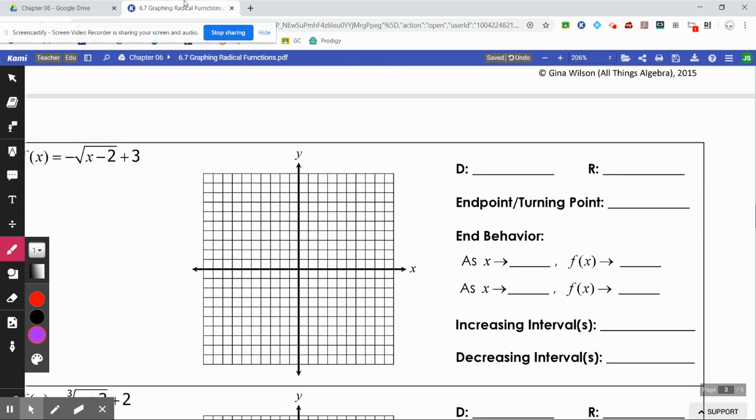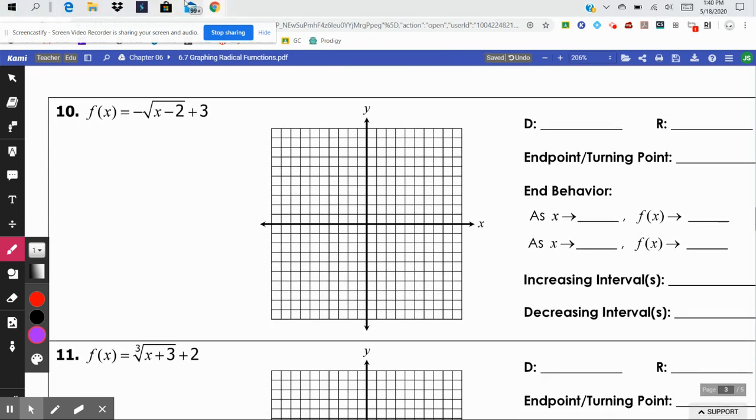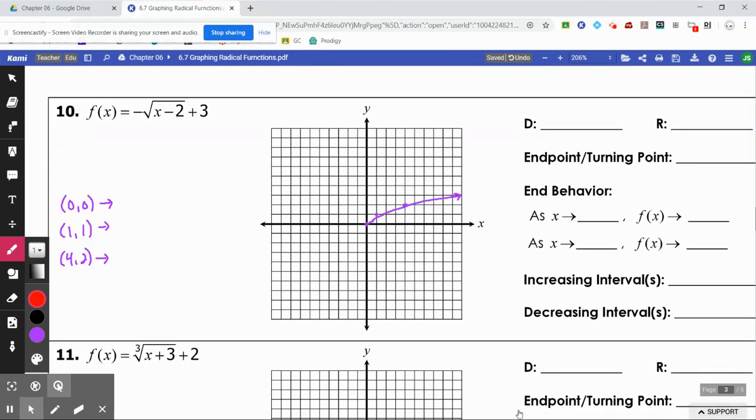Next problem. Parent function again is root x. Let's graph it. Now let's identify all of our transformations. Stretches, compressions, there are none. Now let's look at our flips. There's a negative on the outside, so that's going to flip it vertically across the x-axis. Then your other two transformations, you have translations. That's going to move your graph right 2, and it's going to move your graph up 3.